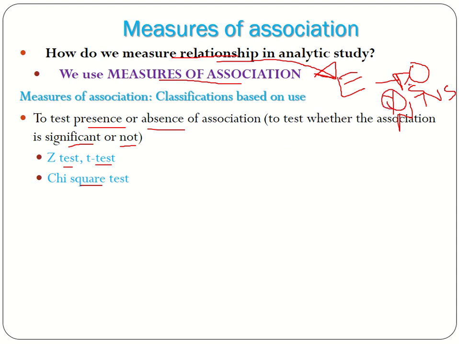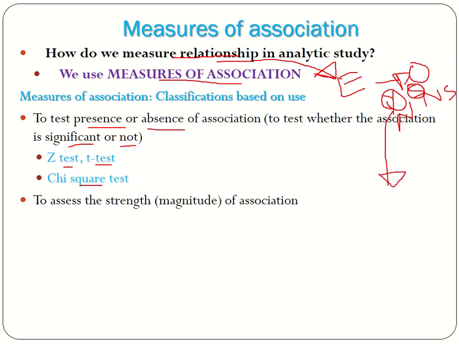If there is a relationship, statistically, a significant relationship between the exposure and outcome, the second question will be: we want to know the strength or the magnitude of association. So yes, if there is a relationship, how strong is the association?